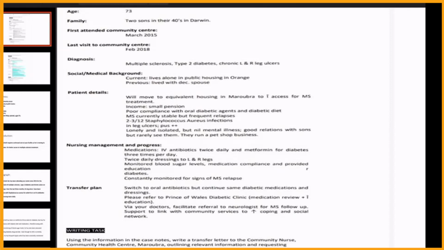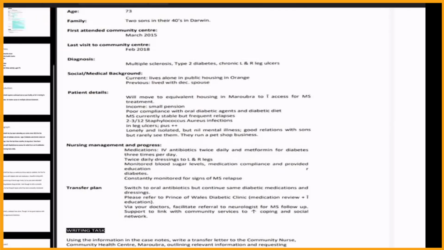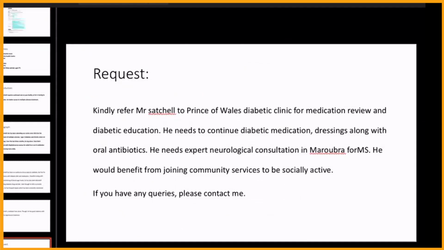Kindly encourage him to join community services to increase coping and social network. You can summarize and say to increase his social network, to be socially active. Or we can say he would benefit from joining community services and then to be socially active. Because it is very clearly mentioned that he feels lonely and isolated, so it is good if you mention that. Clear? All in your own style. You can write in your own way, but definitely mention everything.